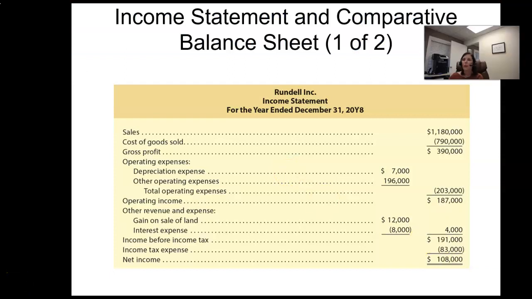The first place you want to start when using the indirect method is with the income statement. Here is our Rundell Inc. income statement for the year ending 2008. We're just going to hop down here and note the net income.